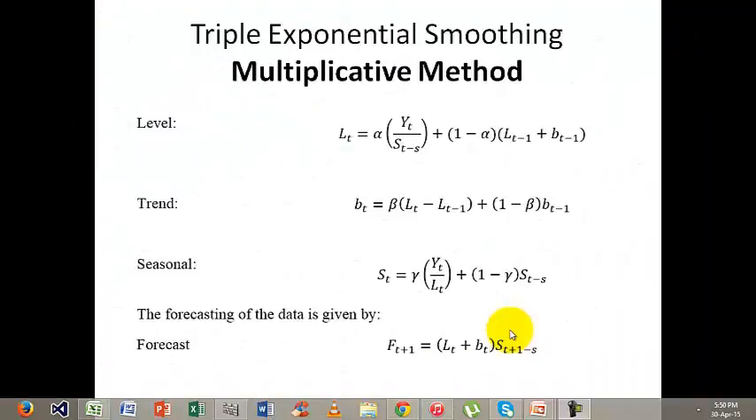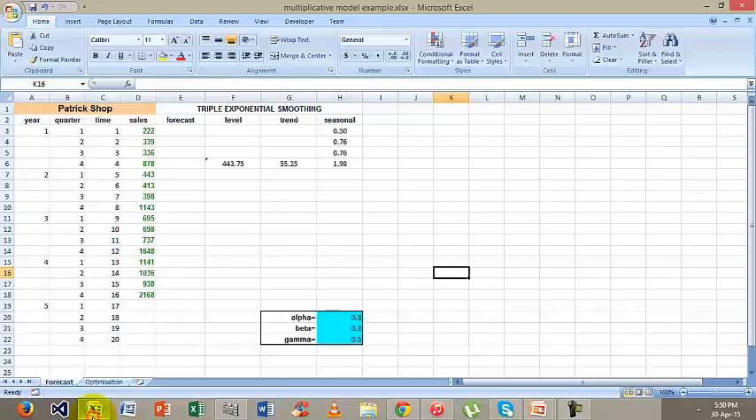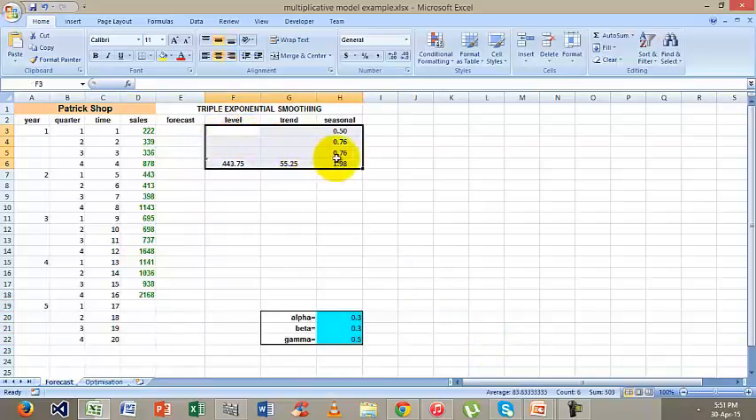Our third example is triple exponential smoothing using the multiplicative method. Here's an example of a particular data set for which we have to find the sales in year 5. Our three parameters, alpha, beta, and gamma, have been given random values between 0 and 1. We have already initialized values for our level, trend, and seasonal data.